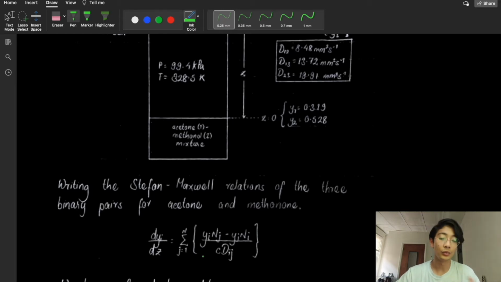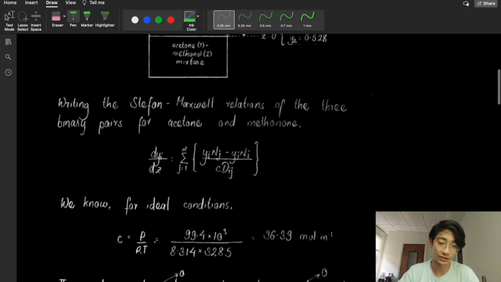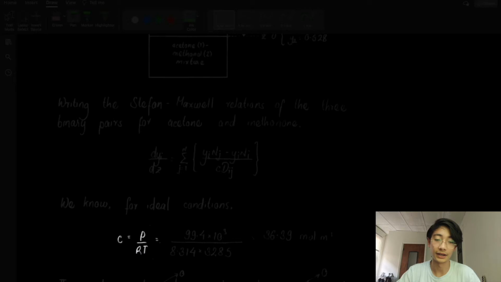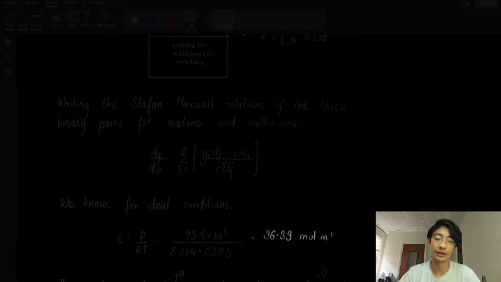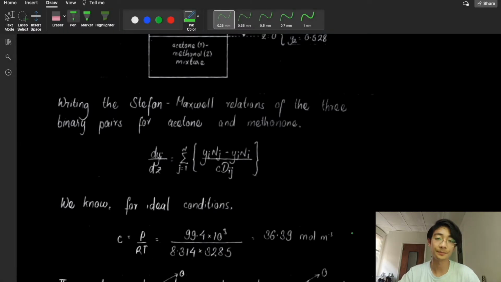So before we expand this expression, let's assume that we are in ideal conditions, and for ideal conditions we know that concentration is equal to pressure divided by the gas constant times the temperature. So once we put down all those values, we get the number 36.39 for the total molar concentration. And this won't be used right away, but it will become useful once we get to the later half of the calculation. So it's better to get it calculated right away.